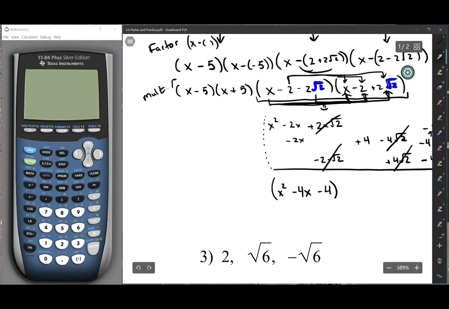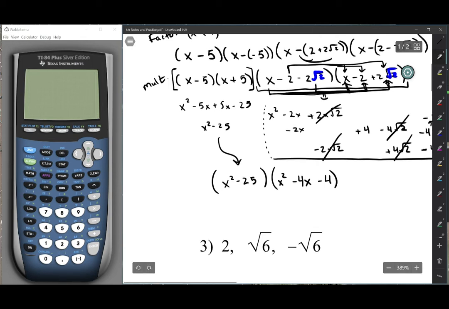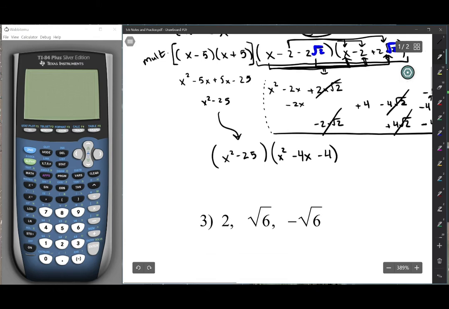Now, let's go back and focus on this. We have what's essentially going to become a difference of squares. We have these conjugates. So using FOIL would be x squared minus 5x plus 5x minus 25, or x squared minus 25. And then we just have one last bit of multiplication to do, and that's going to be a binomial times a trinomial. So it's all about multiplication here.